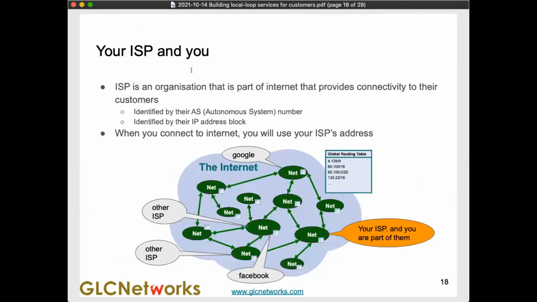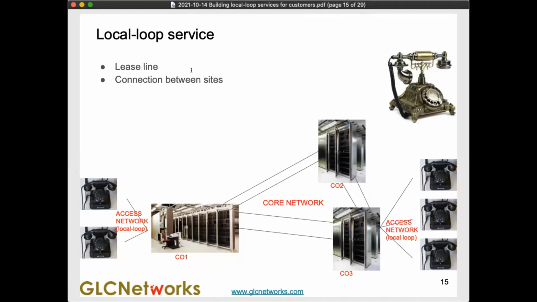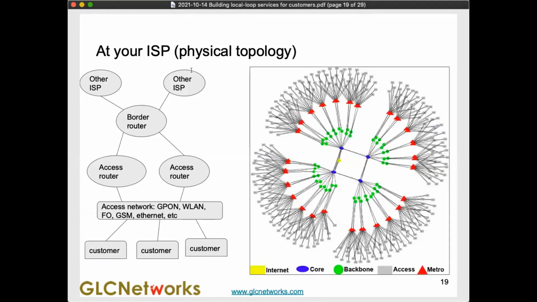This is when we talk about the topology for a telco. And this is the common topology at your ISP. At your ISP, usually they have a border router, and they connect to other ISPs or other AS numbers. Here they have an access router, so that you have a local loop over here. This is an access network, AN. And what about technology? Lots of them. You can use GPON, wireless LAN, fiber optic, GSM, Ethernet, Metro E, you just name it.